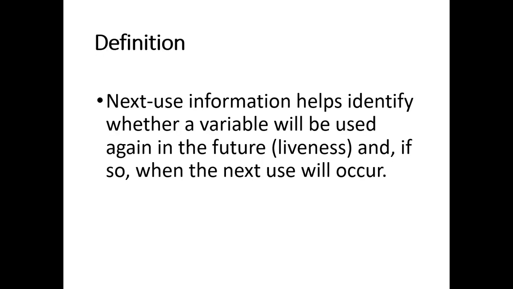This is the definition of next use information. Next use information tells us two important things about a variable in our code. First, will this variable be used again later? Second, if yes, where it will be used next.